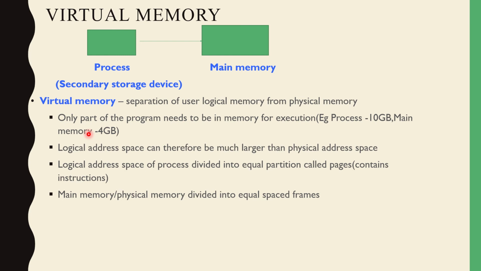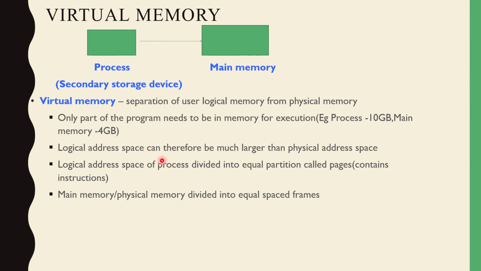What happens is that only some part of that particular process or program needs to be in memory for execution. This 10 GB process is going to be divided into different pages. That part of the process is first loaded into the main memory, and then that part will execute. But the user will have the illusion that the whole process is currently executing. That is the virtual memory concept.